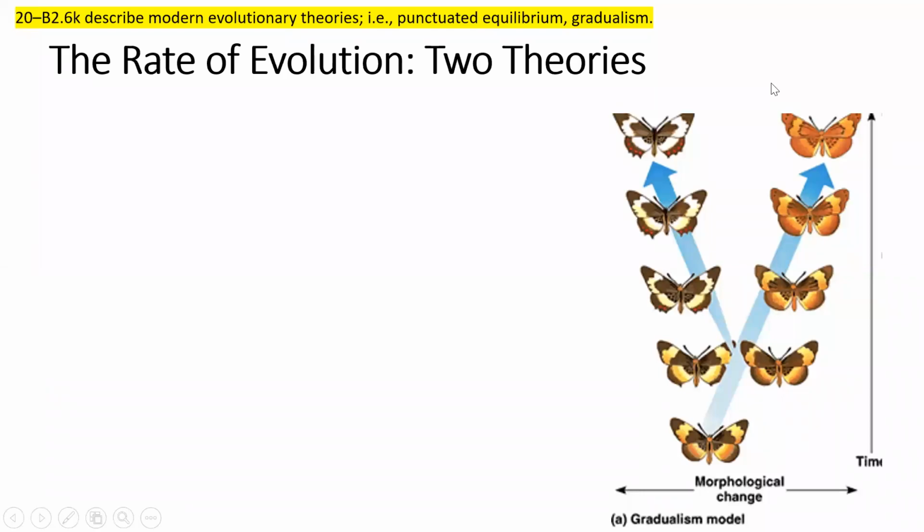Okay, this is the last tutorial for this week, and we're looking at the rate of evolution. Describe modern evolutionary theories, punctuated equilibrium, and gradualism.